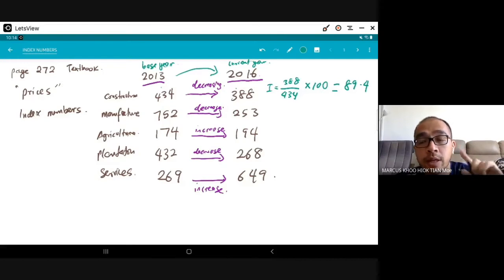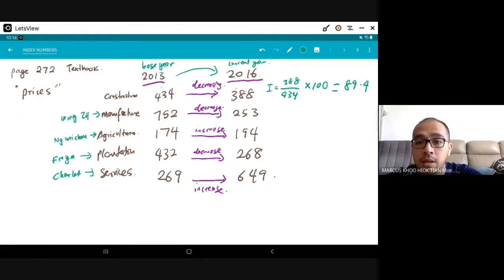Remember everyone, it doesn't matter whether the number is big or small, it's always current year divided by base year times 100. So it's very important to know which one is the base year and which one is the current year. That's a very important thing to know. 111.4. Okay. How about the rest?